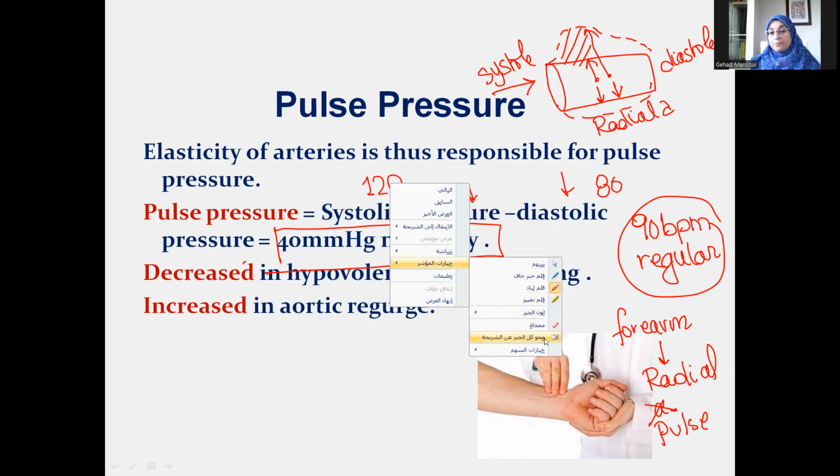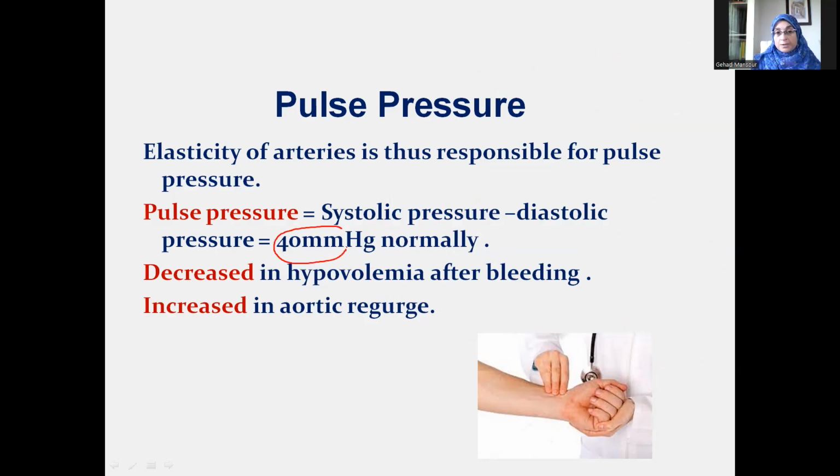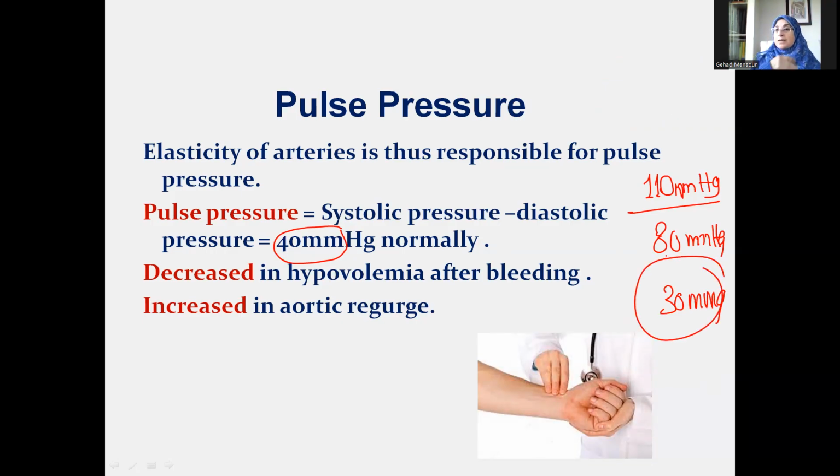So if you want to have a numerical value for the pulse pressure, then you have to measure the blood pressure. Say, for example, I measured the blood pressure for a patient and I found it 110/80 millimeters mercury. In such a case, the pulse pressure would be only 30 millimeters mercury. So you might have a normal pulse pressure, which is around 40, a low pulse pressure, or you might have a pulse pressure like in aortic incompetence, for example.